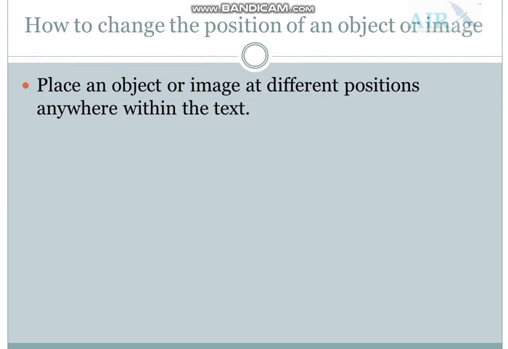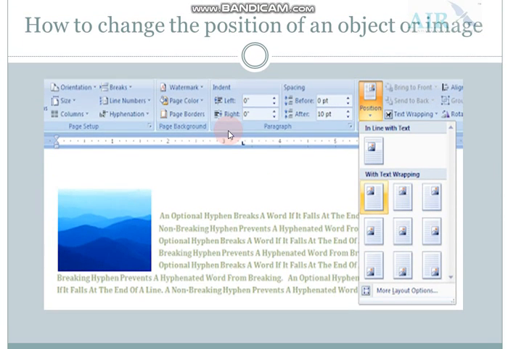The fourth topic will be how to change the position of an object or image. We can place an object or image at different positions anywhere within the text. So how do we apply it? We will apply it by clicking the Page Layout tab and then Position, and from this Position option we can insert our object or change the position of our object or image anywhere within the text.